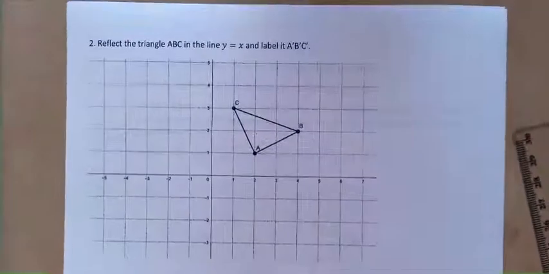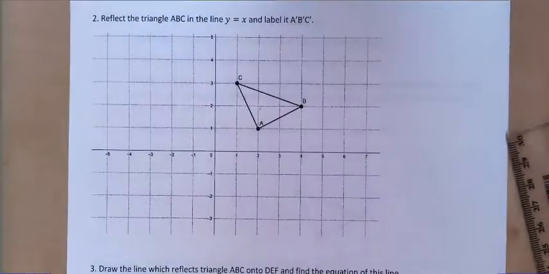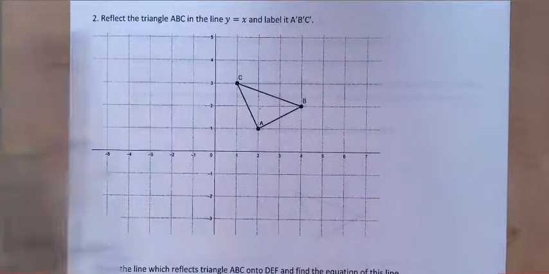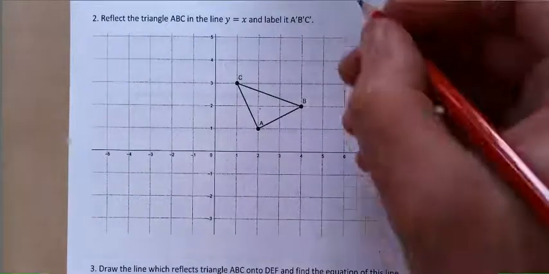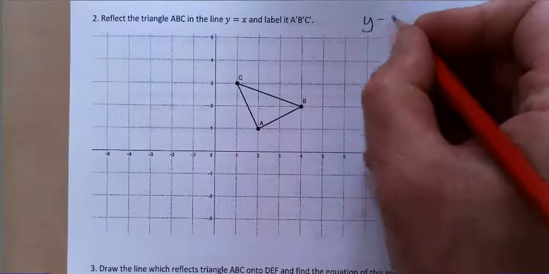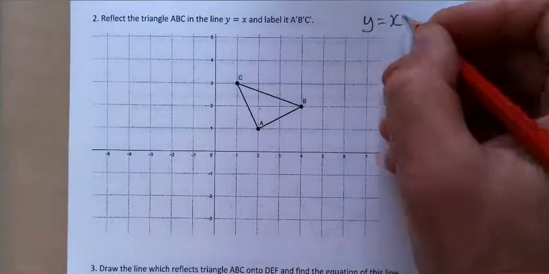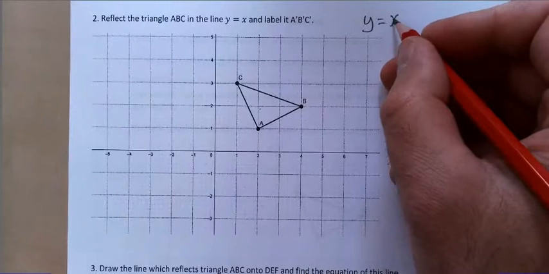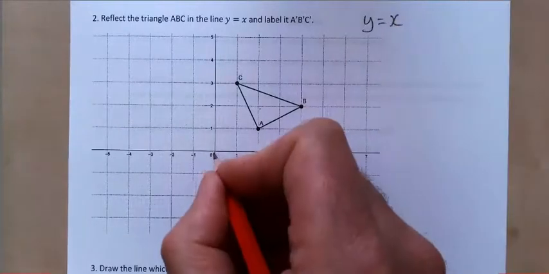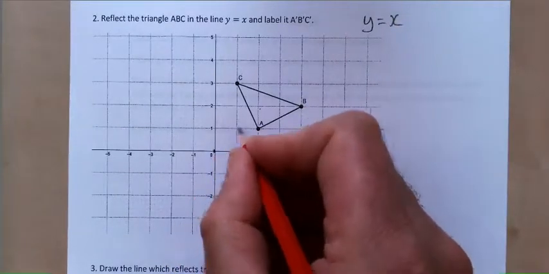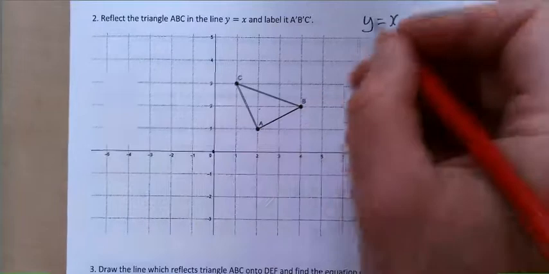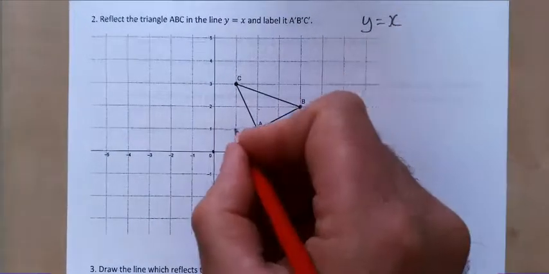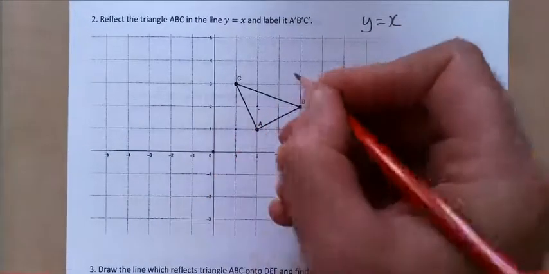Reflect the triangle ABC in the line y equals x and label it A dash, B dash, C dash. So line y equals x, we've done a couple of things on this. You can do it that all the x coordinates are the same as the y coordinates, or if you want you could do y equals mx plus c and realize m is 1, so it's a gradient of 1 and a y-intercept of 0. Across one, up 1, across one, up 1, or just plot ones where the coordinates are the same as each other: (1, 1), (2, 2), (3, 3). So this is a diagonal line.